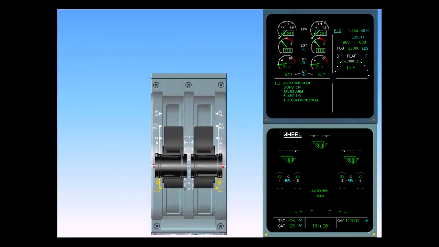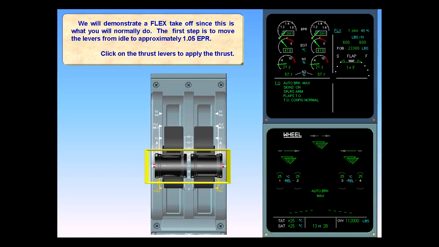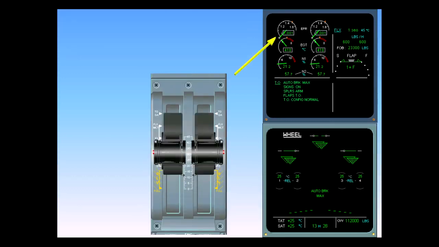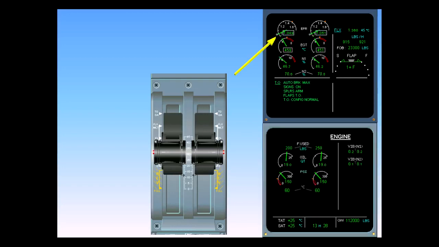We will demonstrate a flex takeoff, since this is what you will normally do. The first step is to move the levers from idle to approximately 1.05 EPR. Click on the thrust levers to apply the thrust. When 1.05 EPR is reached, flex takeoff thrust is applied on both engines by smoothly moving the thrust levers to the flex detent. Continue to apply takeoff power.